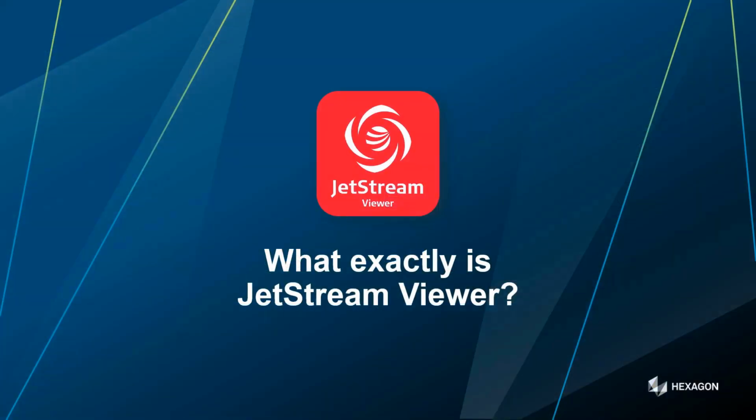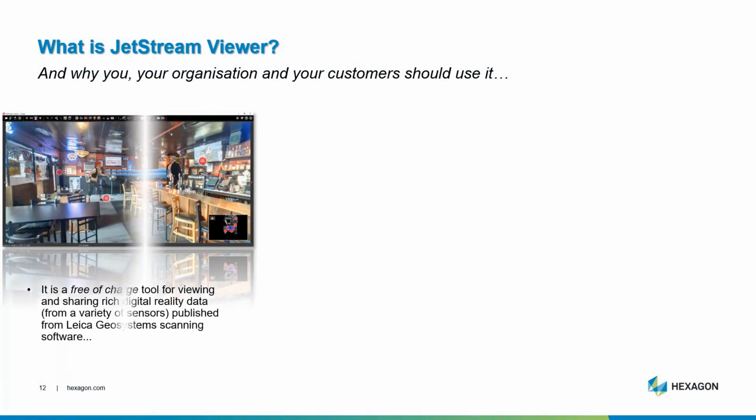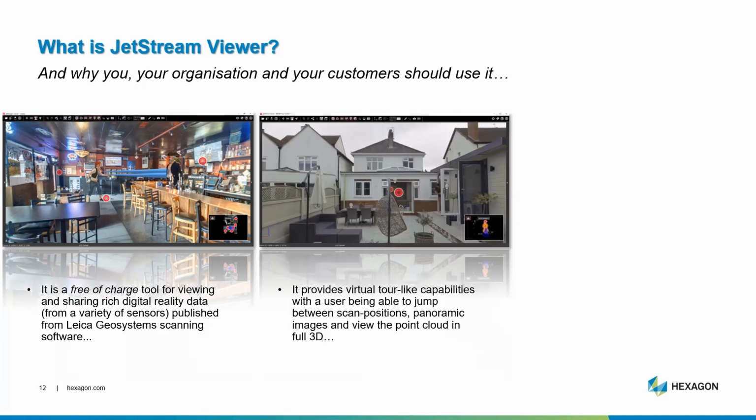So what exactly is JetStream Viewer? And why should you, your organization, and your customers be using JetStream Viewer? Firstly, I'll say this a few times, but it's free of charge, a free of charge viewing tool for sharing your rich digital reality data. That could be from mobile mapping, from BLK2Go, from RTC or BLK360. But effectively, the data is published from the Leica Geosystems software ecosystem.